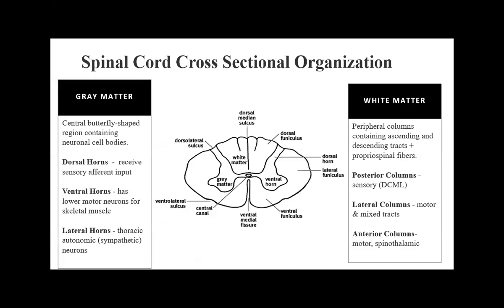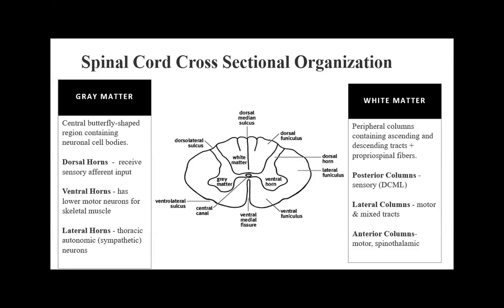The spinal cord is organized into gray matter and white matter. The central butterfly-shaped or H-shaped region contains neuronal cell bodies. It has a dorsal horn, which receives sensory input; a ventral horn, which has lower motor neurons for skeletal muscles; and a lateral horn, which has the thoracic autonomic neurons. The white matter has peripheral columns containing ascending and descending tracts.